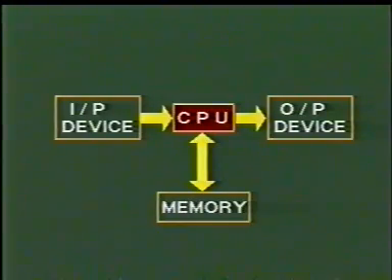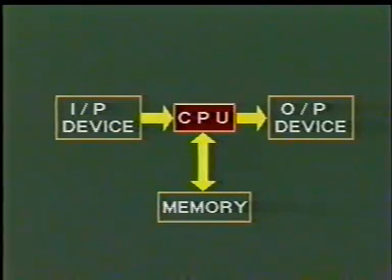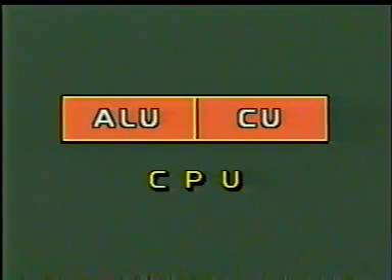It has a central processing unit, input device, output device, and the memory. CPU is the heart of a computer. Basically, CPU has two units, arithmetic logic unit and control unit inside it.